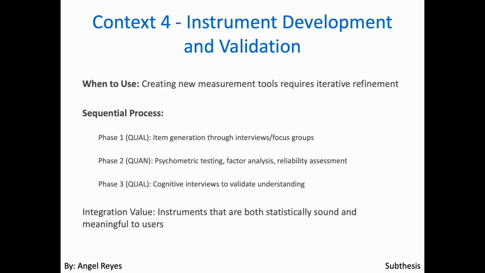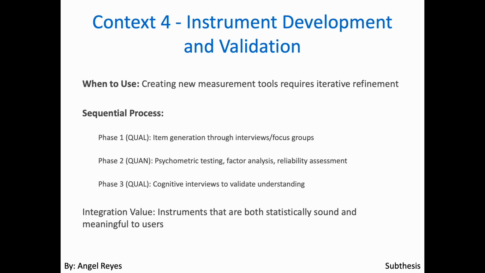Context 4 involves instrument development and validation, where creating new measurement tools requires iterative refinement through multiple methodological approaches. Use this approach when existing instruments don't adequately capture your constructs of interest or when working with new populations. The sequential process typically involves 3 complementary phases.